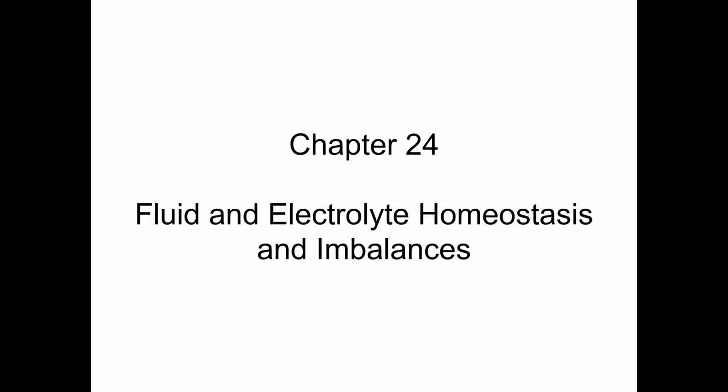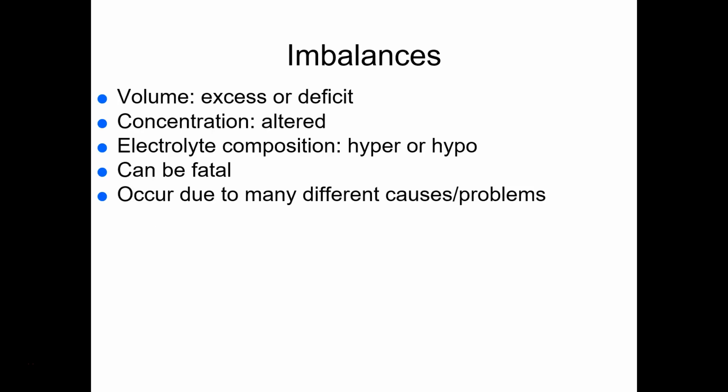Today I want to go over Chapter 24, which looks at not only fluid and electrolyte homeostasis, but also fluid and electrolyte imbalances. When we're looking at these imbalances in terms of fluid volume, we're going to be looking at excesses or deficits. In terms of electrolyte concentration, we're going to see whether or not we have hyper or hypo situations occurring. And in some situations, these fluid imbalances and these electrolyte imbalances have the potential to be fatal.